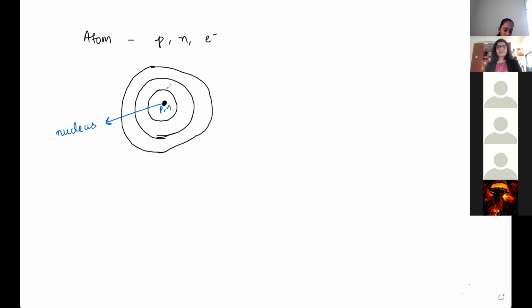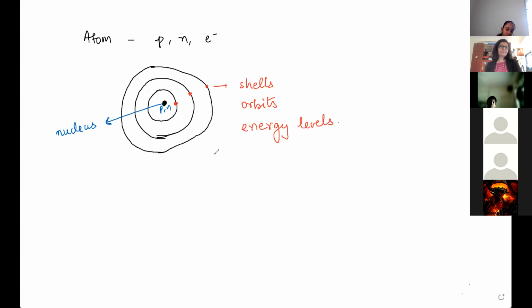Yeah. So electrons are there in concentric orbits. So these orbits may be called as shells. They may be called as orbits. They basically represent energy levels. Okay. So all these three things mean the same. They're basically where the electrons are there around the nucleus.